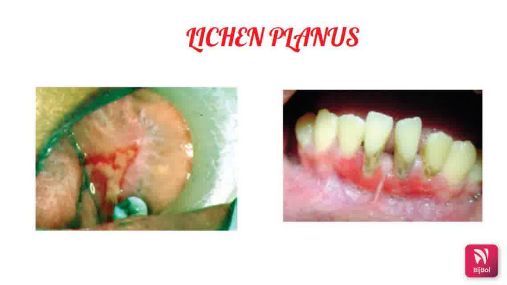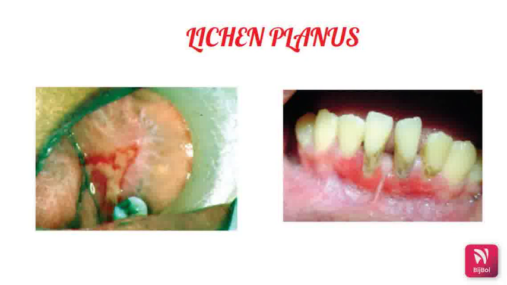Lichen planus is an inflammatory mucocutaneous disorder that involves the mucosal surfaces. It involves the oral cavity, genital tract and other mucosae, and also the skin including the scalp and the nails. There are several clinical forms of oral lichen planus. The most common ones are the reticular and the erosive subtype.